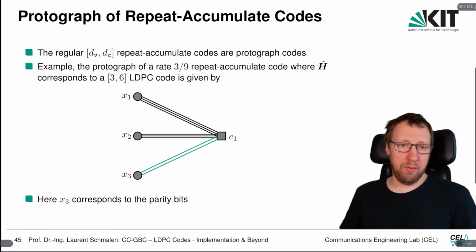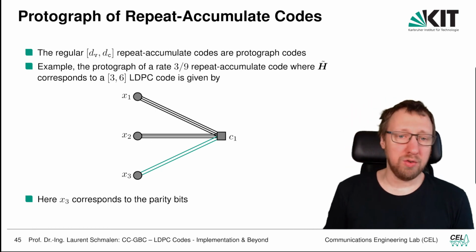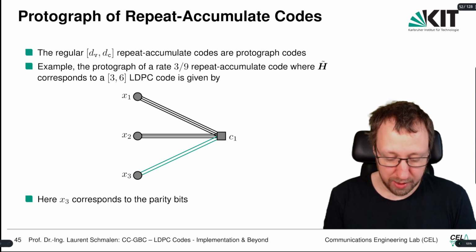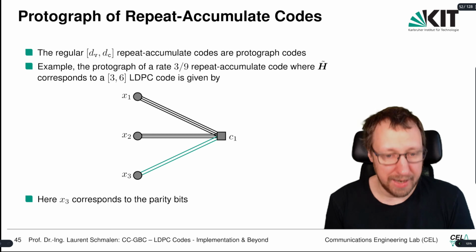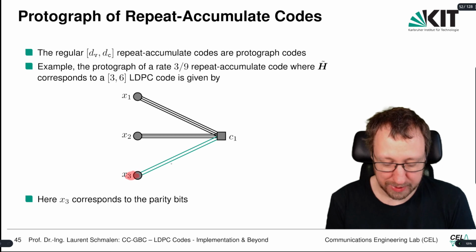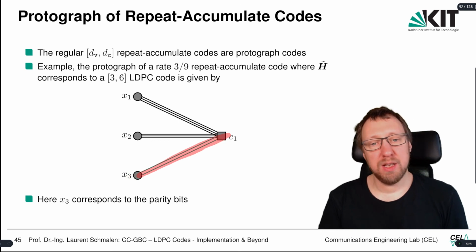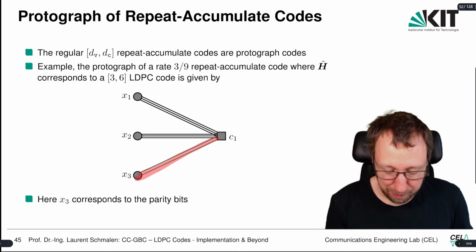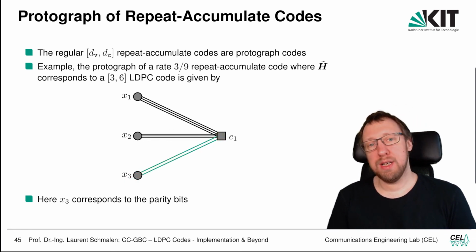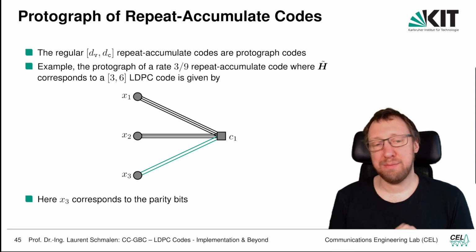Okay, so we can also describe a repeat accumulate code as a protograph code. An example of a 3/9 repeat accumulate code is a code that looks like this. Essentially, we have one variable node that is connected by a double edge to the check nodes. All the check nodes are the same, and we have this double edge that connects to the check node that will give us a repeat accumulate code. So protograph-based codes encompass repeat accumulate codes as a special case.